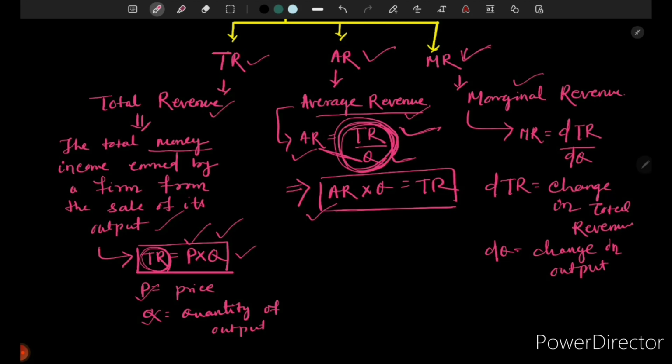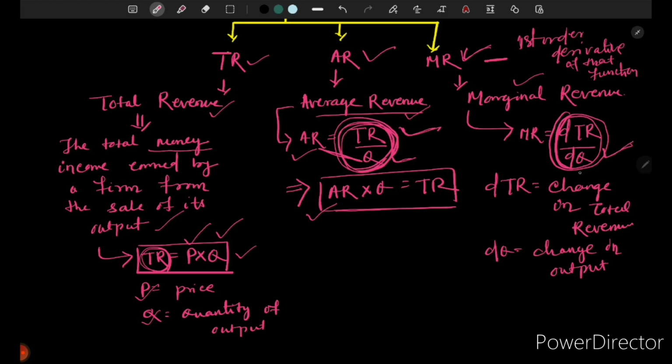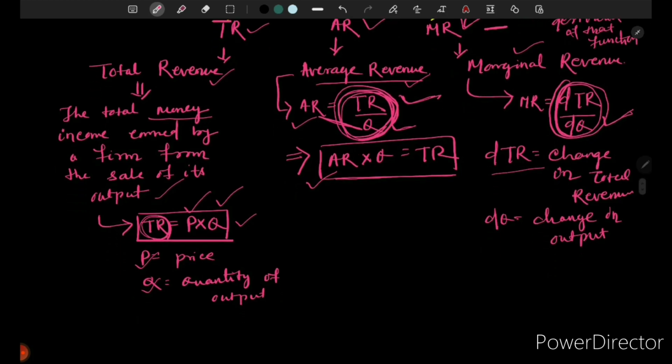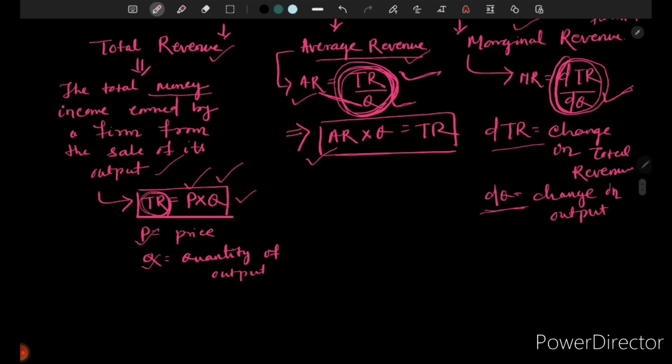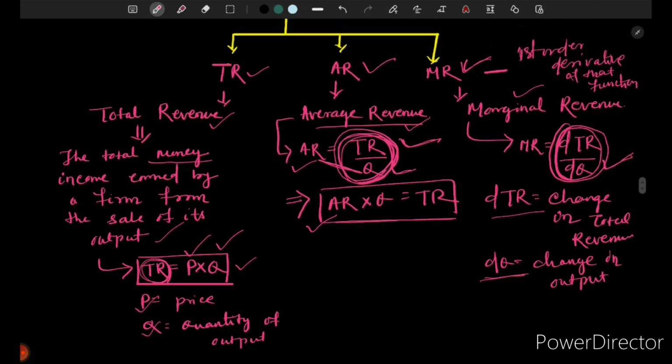Now the last concept is marginal revenue. Marginal always means the first order derivative of that function. So marginal revenue means the derivative of total revenue with respect to output, the change in output. That means MR equals dTR with respect to dQ, where dTR is the change in total revenue and dQ is the change in output. So I hope you all are understanding these concepts, the three revenue concepts TR, AR and MR.